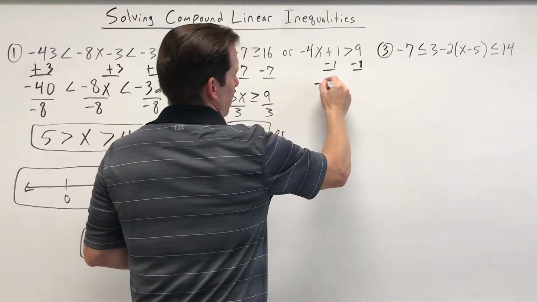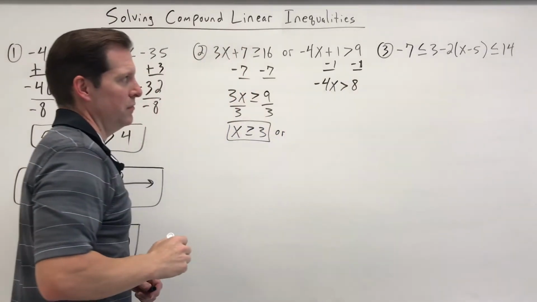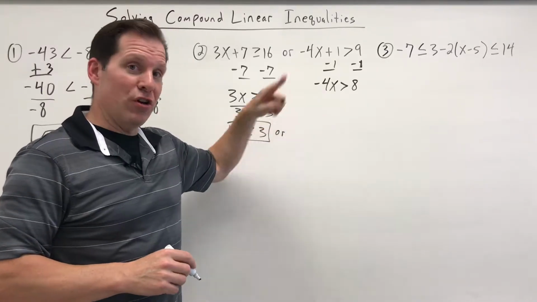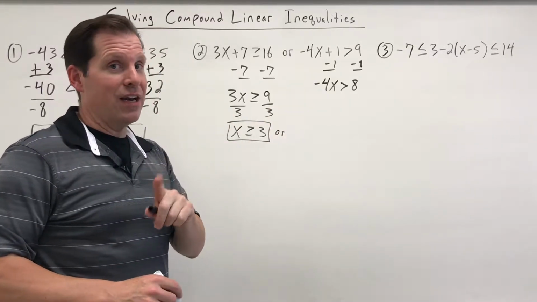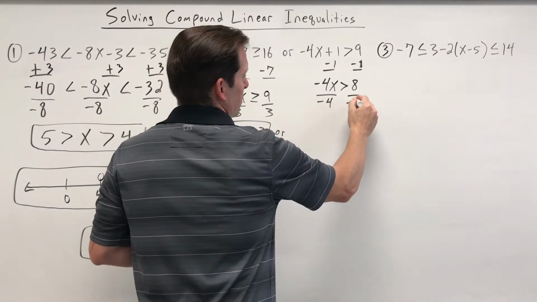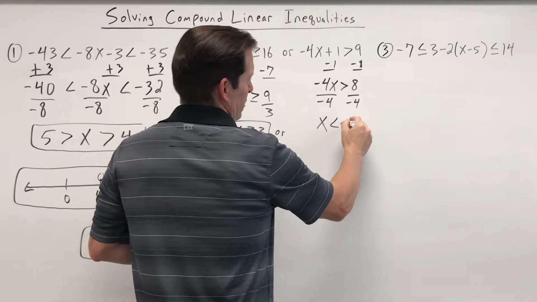And that's going to be negative 4x is greater than 8. Now since I've got to get rid of this multiplication, I'm going to divide, but I'm also dividing by a negative, so I've got to flip that inequality. So I'm going to divide by negative 4. So that becomes x is now less than negative 2.